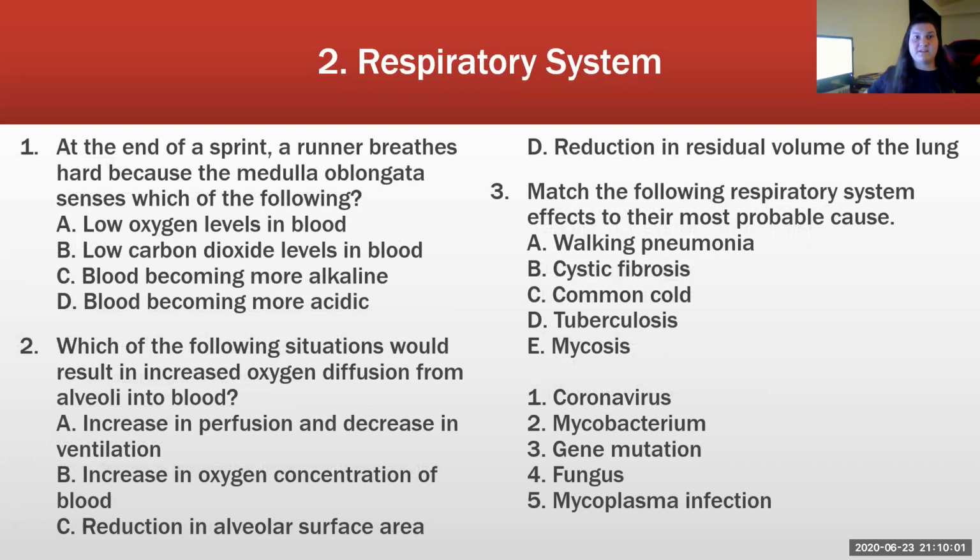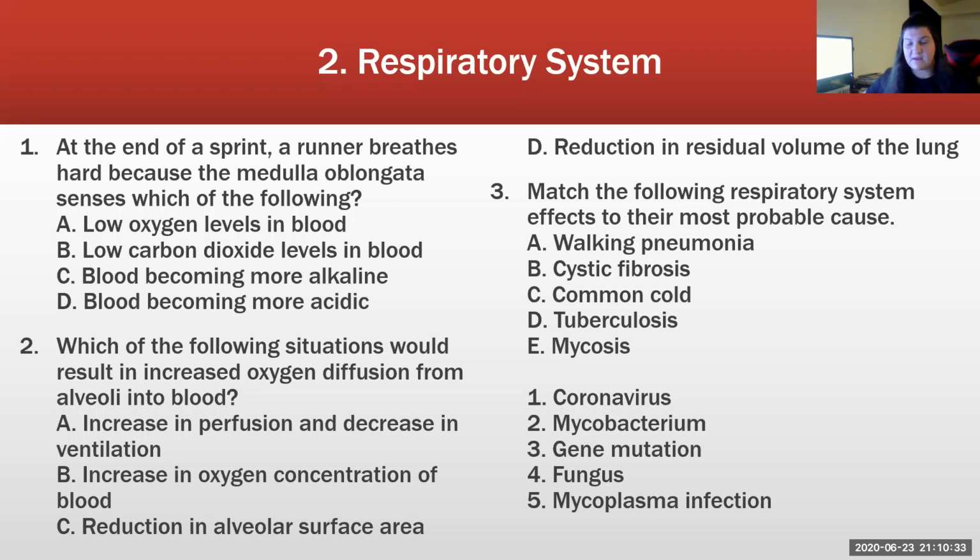At the end of a sprint, a runner breathes hard because the medulla oblongata senses which of the following? Low O2 levels in the blood, low CO2 levels in the blood, becoming more alkaline, or the blood becoming more acidic. So the medulla oblongata does not sense oxygen levels in the blood.